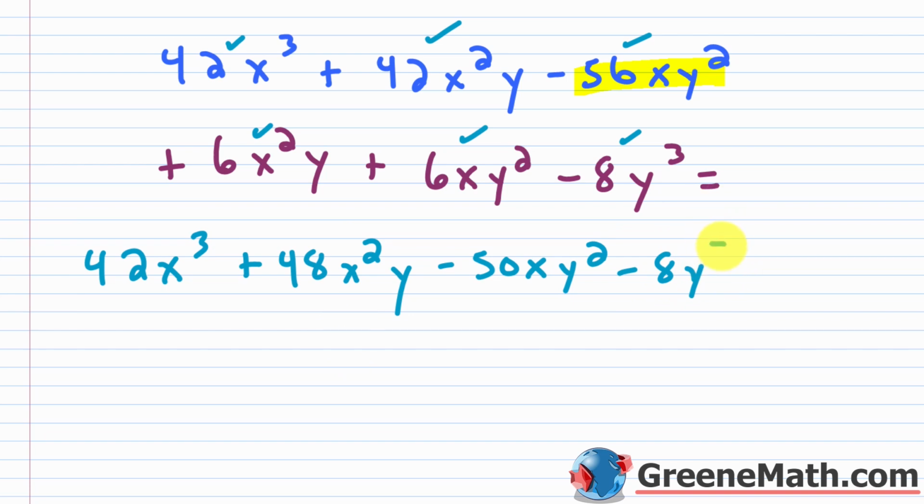Now, if you get a different answer in terms of your order, that's up to you. Okay, again, from different textbooks, you'll see different things when two variables are involved, but this is how I'm going to choose to list my answer. So 42x cubed plus 48x squared y minus 50xy squared minus 8y cubed.